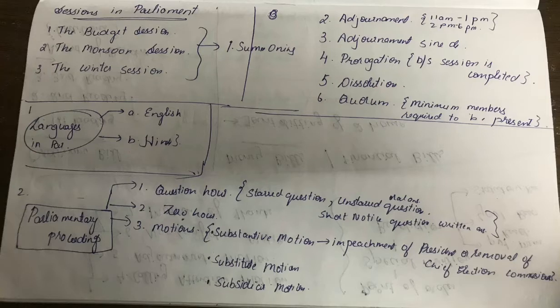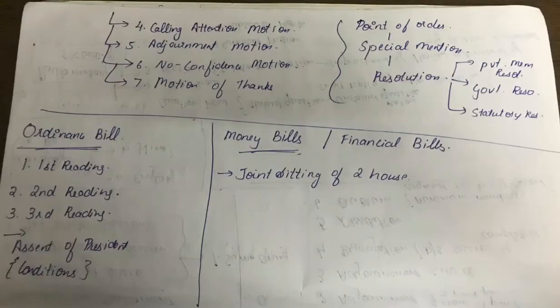Third thing is about motions. There are different kinds of motion, guys. One is substantive motion, substitute motion and subsidiary motion. Substantive motions include the impeachment of the President and the removal of the Chief Election Commissioner. Such motions are also raised for the dismissal of members, which could also be noted. The fourth important type is called the calling attention motion. Fifth one is the adjournment motion. Sixth one, no confidence motion. Seventh one, motion of thanks.